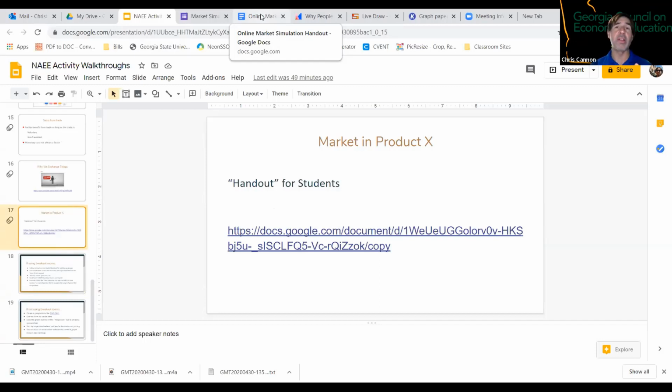The market activity is exactly what it sounds like. Half the room is buyers, half the room is sellers. They have a card, and depending on whose version of the lesson you're using, it's slightly different, but the card puts parameters on what they're allowed to do.